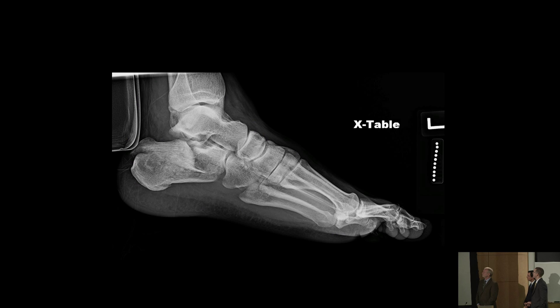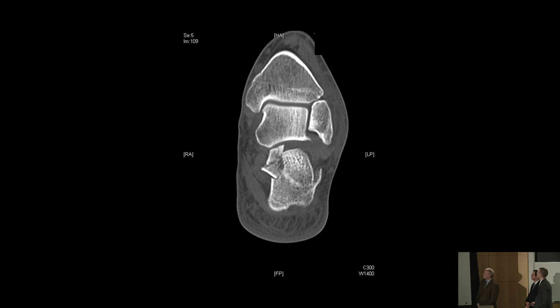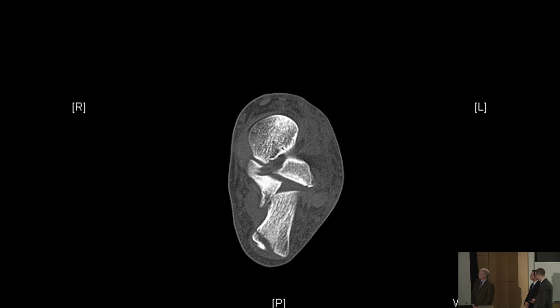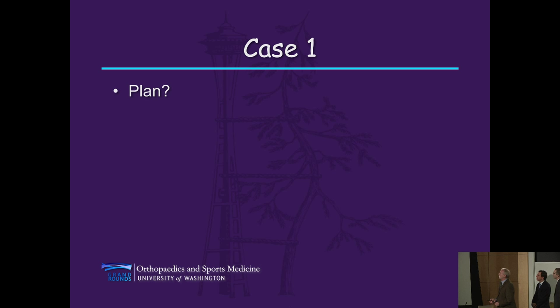So here are the injury plain films. And then we'll just click through some CT scans. These are sagittal shots, the coronals, and the axial. So maybe Dr. Sangeorzan, you could start by looking at the films and telling us what you think. Well, let's just go back.